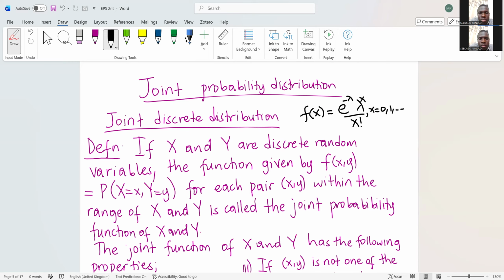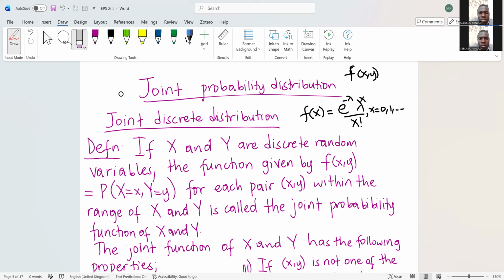Now, in this module, we don't look at one dimension. Why am I calling this one dimension? Because f of x is single valued. We evaluate f using one variable, x. Now, for joint probability distribution, we look at f taking on two variables, x and y. So here we have a joint distribution, where a random variable x is jointly distributed with a random variable y.